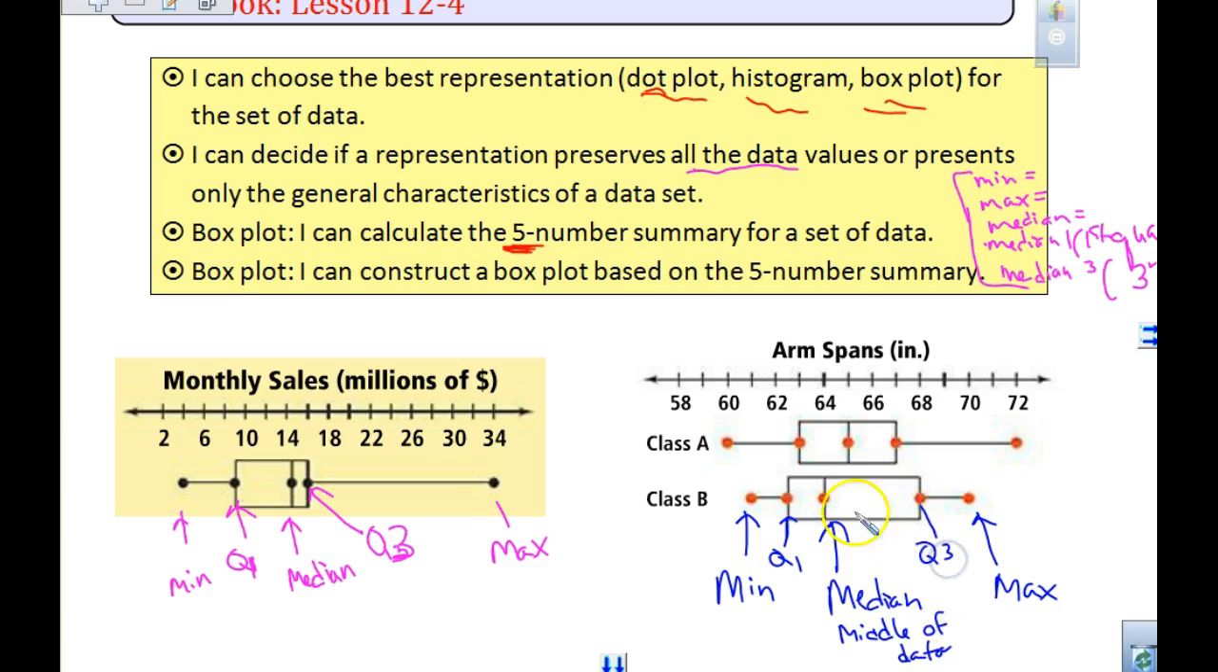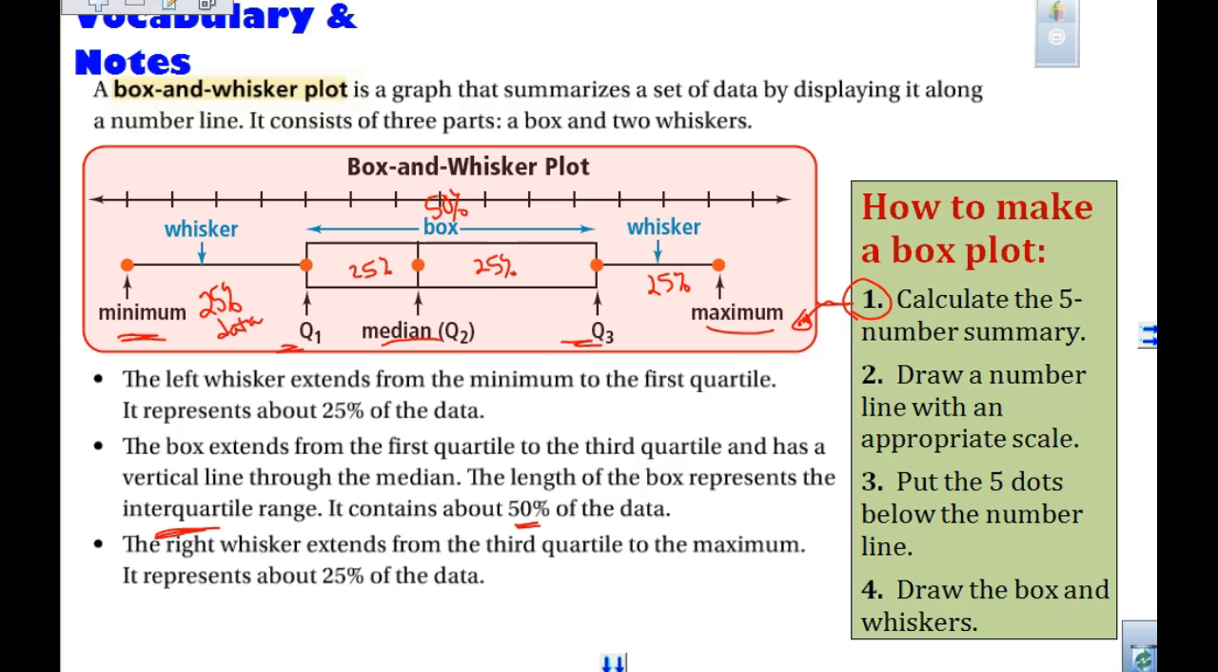So when you look at a box and whisker plot, it summarizes our data to display along a number line. It consists of 3 parts. The box. Inside that box is always 50% of your data, right? So please write 25 and 25 as you're filling that in your notes. This whisker over here has 25% of my data, as does this whisker. The data is simply broken into fourths.